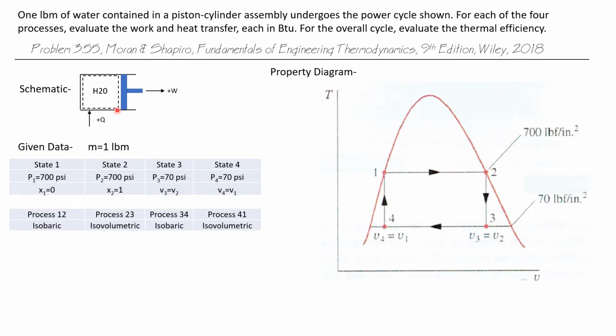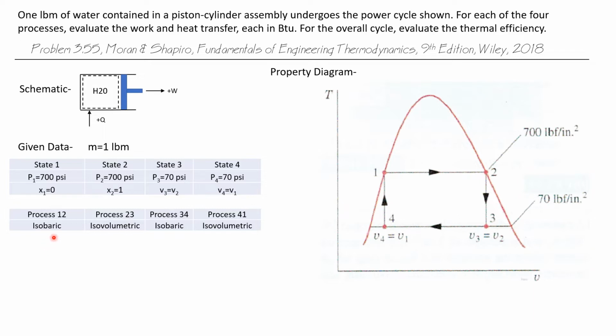So I have defined the system as the water molecules contained in this piston cylinder assembly. The cycle is shown here on a TV diagram, and from that I have deduced the following given data. State 1 is at 700 psi and it's a saturated liquid. State 2 is also at 700 psi, but it's a saturated vapor. State 3 is at 70 psi and has the same specific volume as state 2. And state 4 is also at 70 psi and it has the same specific volume as state 1.